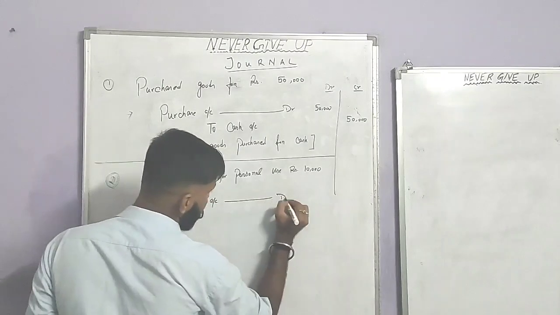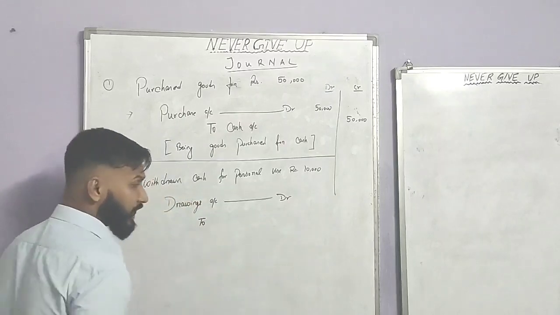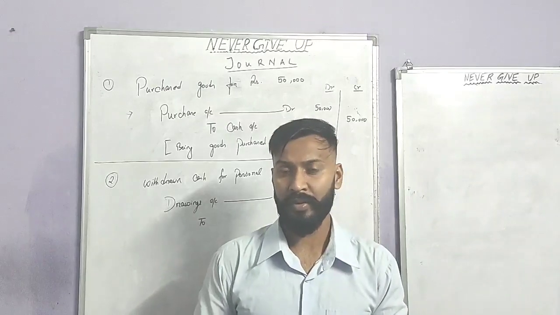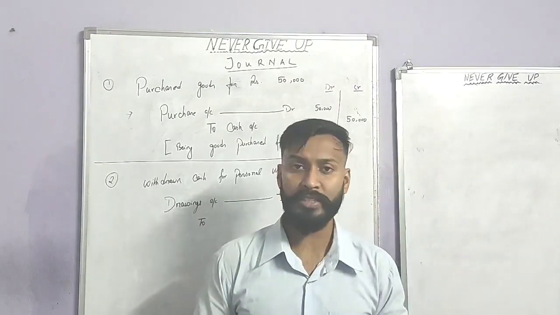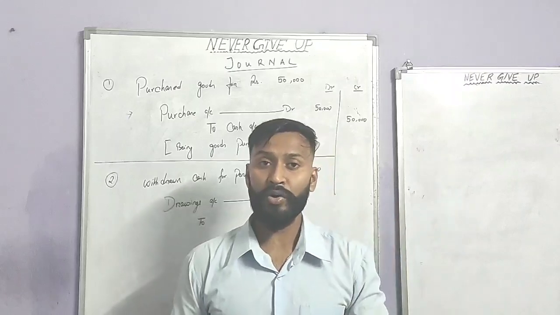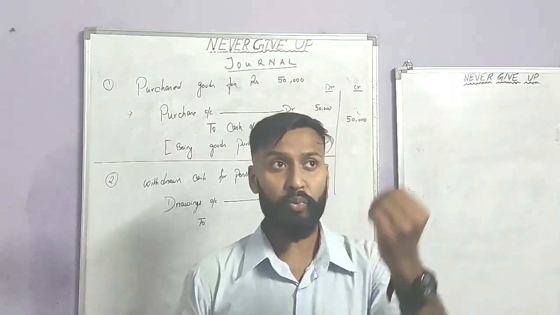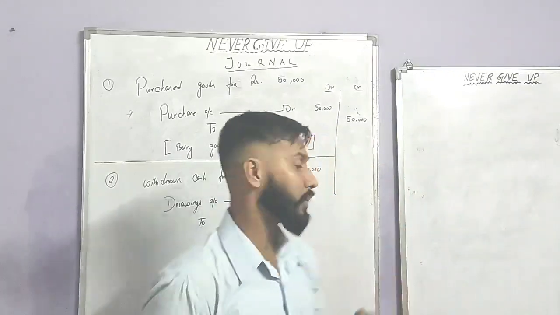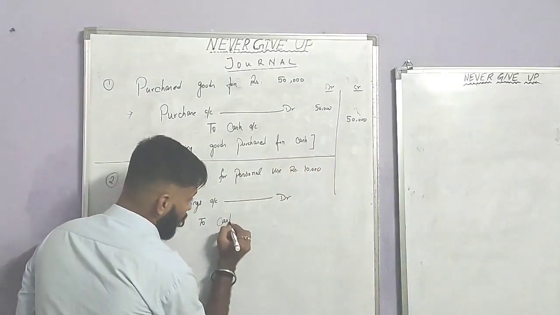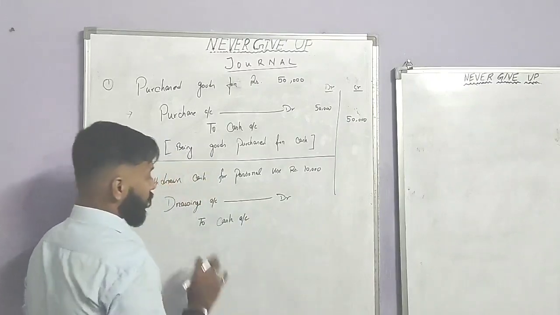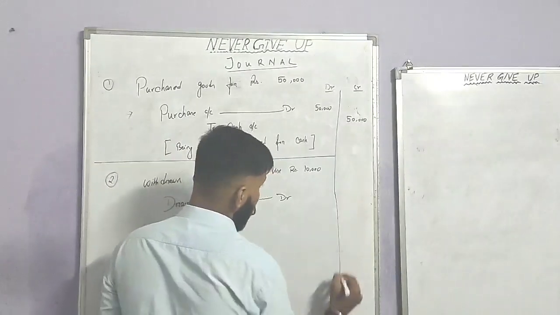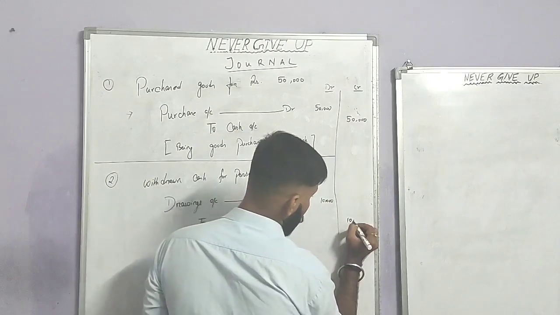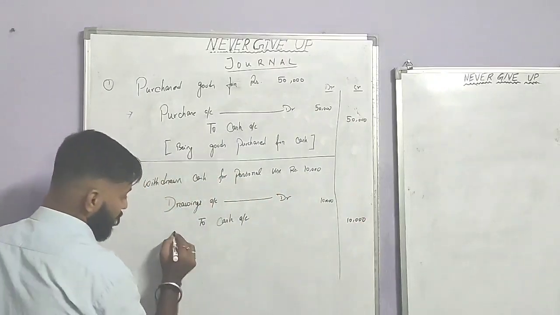Second, cash is going out from the business. Cash is a real account. The golden rule of a real account is debit what comes in, credit what goes out. So cash is going out, so it will be credited to cash account. Alright. So drawings account debit to cash account. How much? 10,000 is debited and 10,000 is credited.